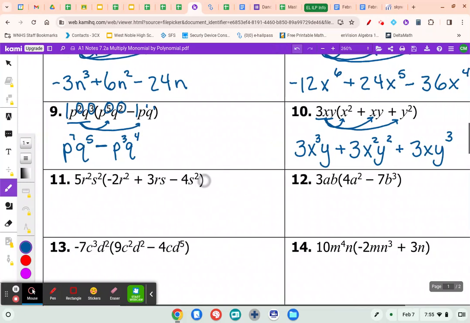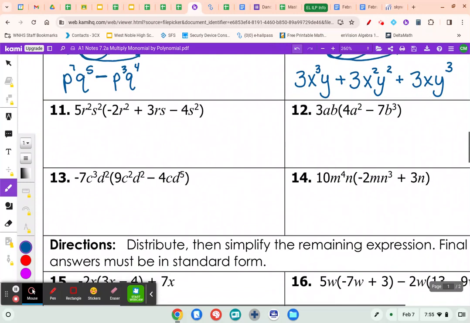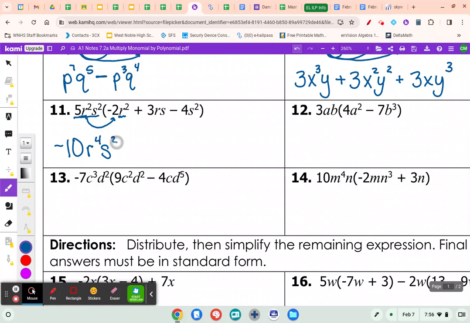Okay, question 11. Once again, we distribute. You should notice this every time. It's on the outside of the parentheses. So you will distribute it through to each term. Big numbers multiply, so we have negative 10 because of 5 and negative 2. And then you have r squared and r squared. You add the exponents. These become r to the fourth. S squared has no buddy. It stays.